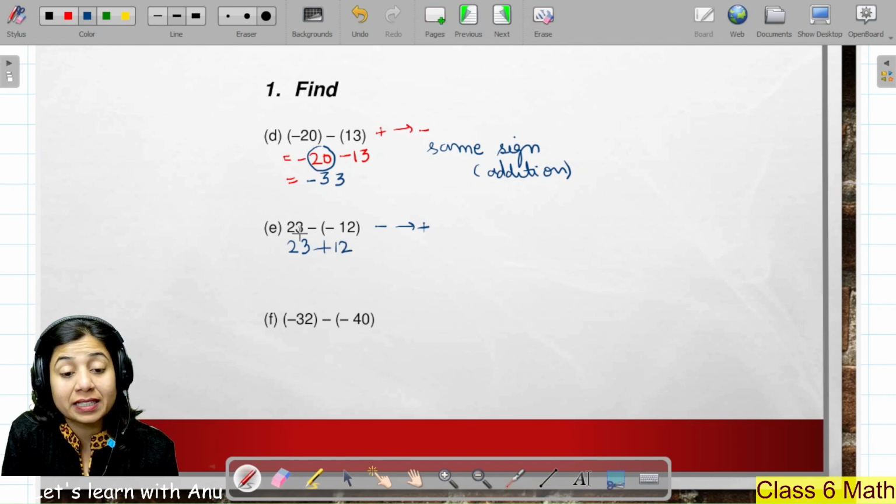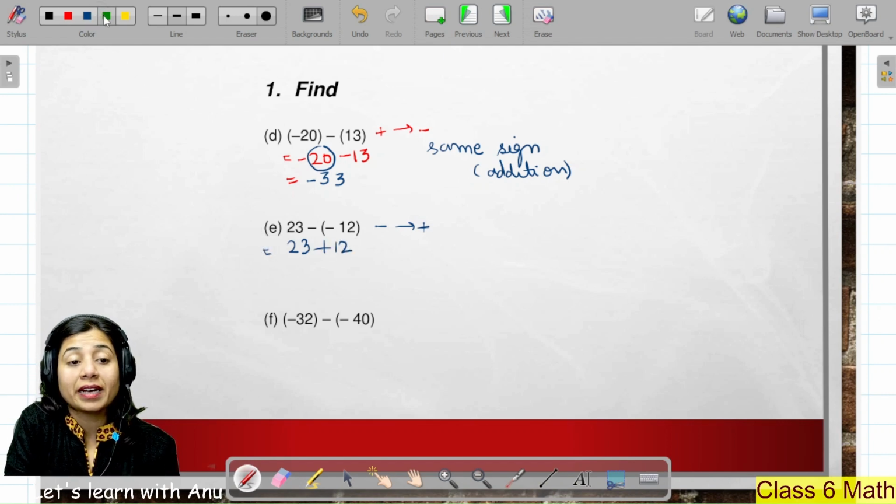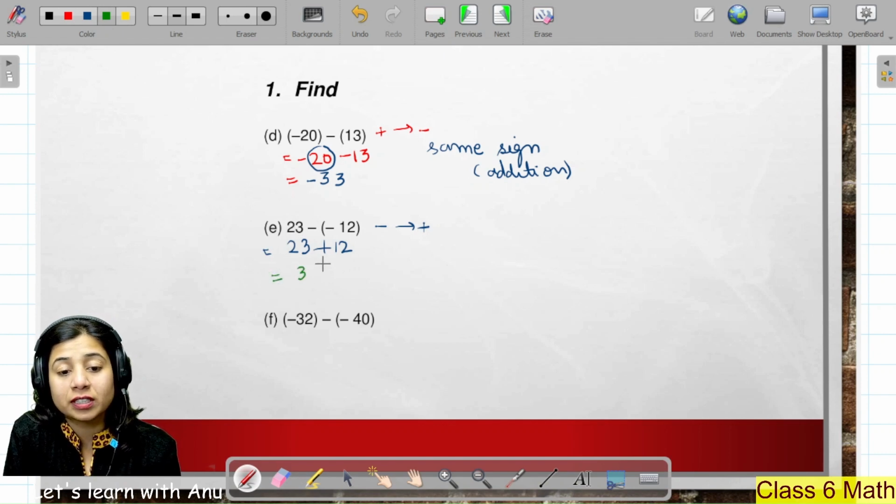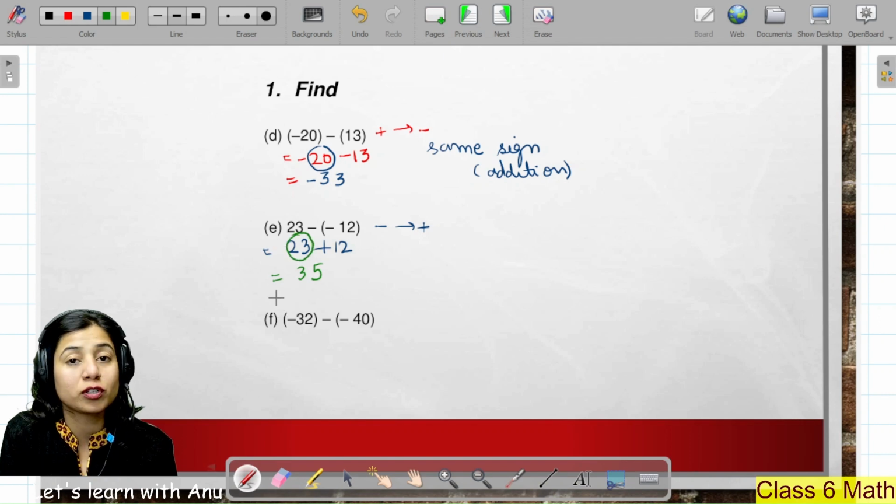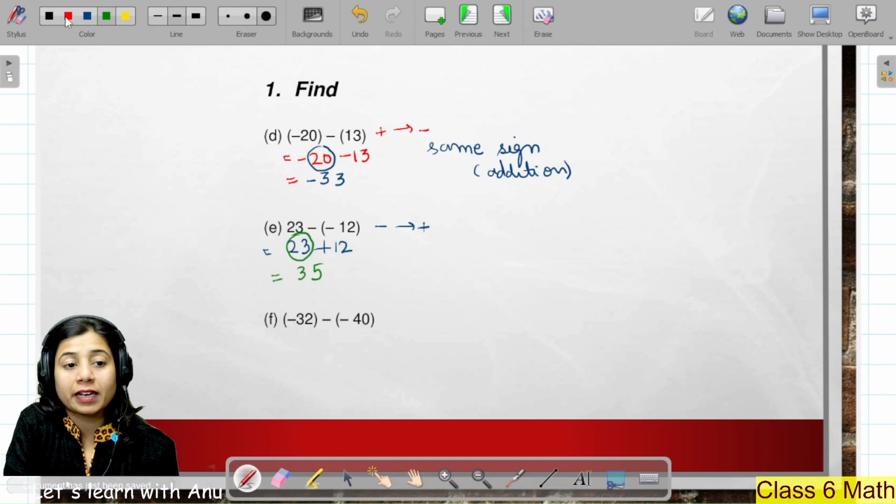Again same sign, that is both are positive, so addition is happening. So 23 plus 12 we have 35, and the sign is coming of the bigger number, that is 23. So it's positive 35. Then F part, let's open the brackets again.